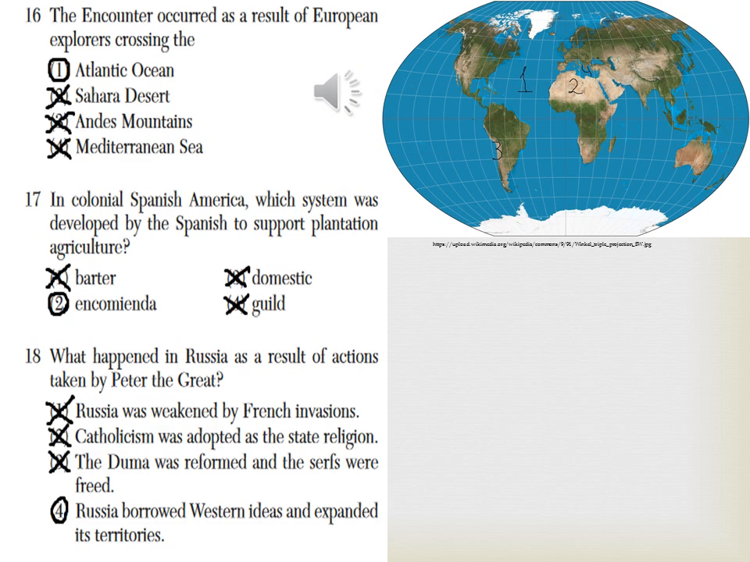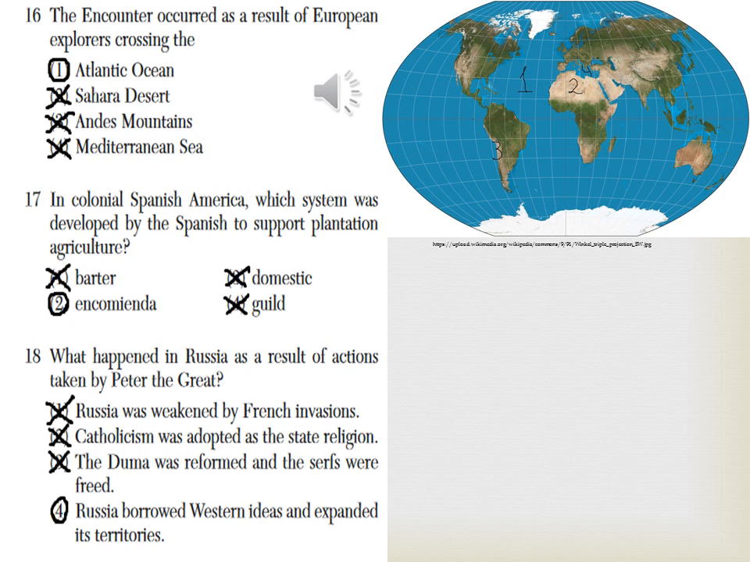Question number 16. The encounter occurred as a result of European explorers crossing the 1. Atlantic Ocean, 2. Sahara Desert, 3. Andes Mountains, or 4. the Mediterranean Sea. To answer this question correctly, you have to know a little bit of history and a little bit of geography. So the encounter occurred when Europeans met the native people of the New World.